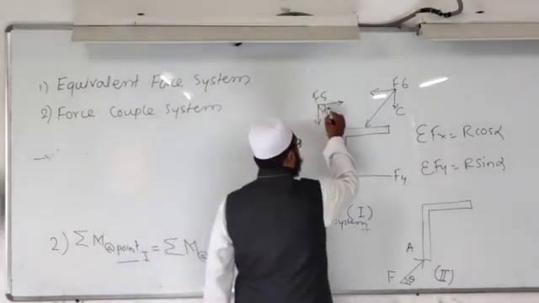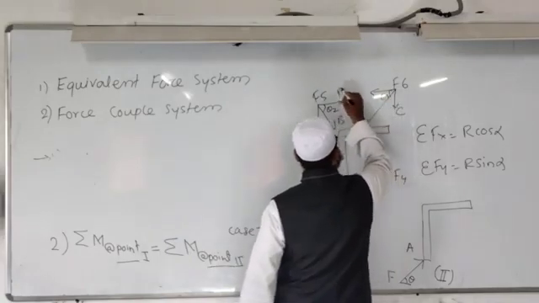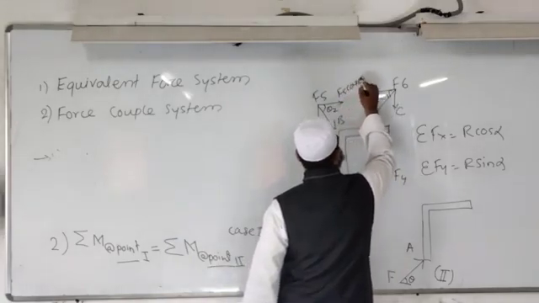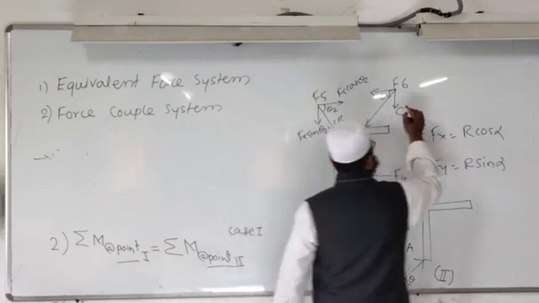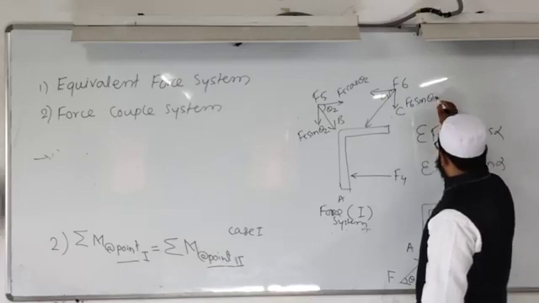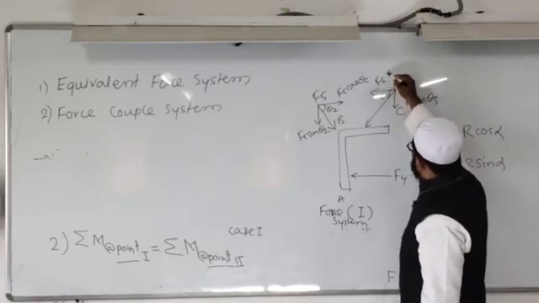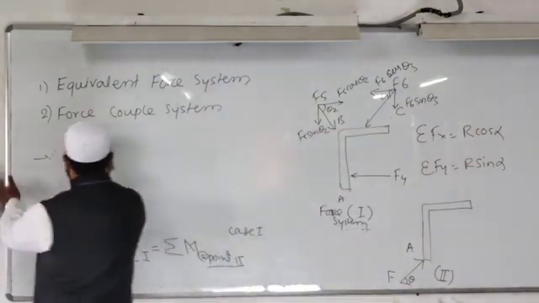If it is angle theta 2 and it is angle theta 3, therefore F5 cos theta 2, F5 sin theta 2. Similarly, F6 sin theta 3 and F6 cos theta 3. I will write the summation Fx of first.